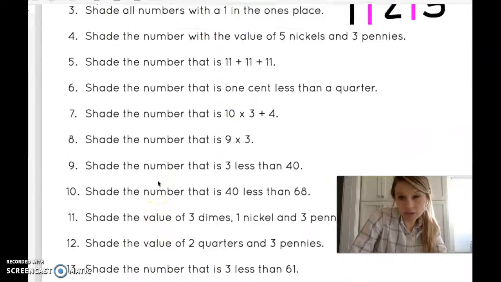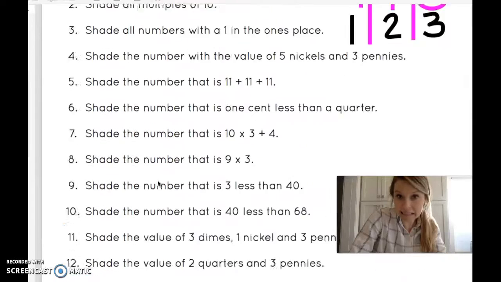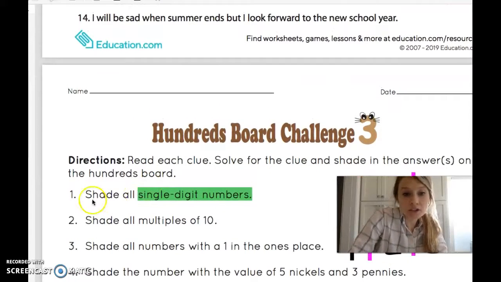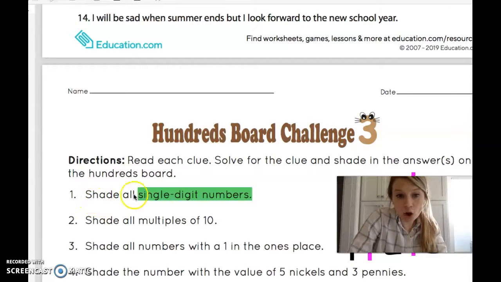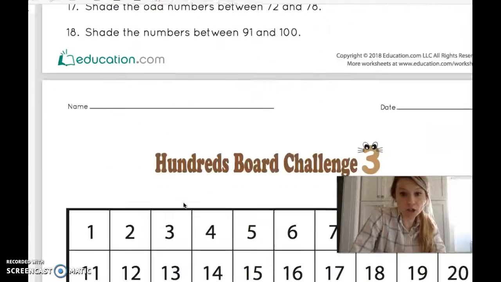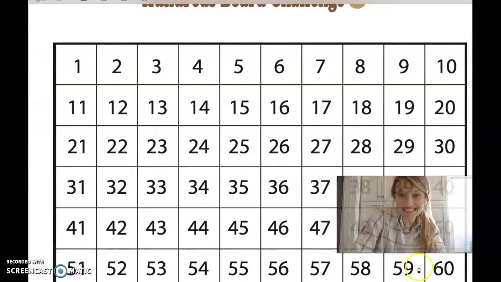So I thought we could do the first 3 clues together. There are a total of 18 clues. So let's take a peek at this first clue. The first clue says shade all single digit numbers. So remember, single means 1. In a digit, there's only 1 digit. So let's look at our hundreds board and find all of the single digits.